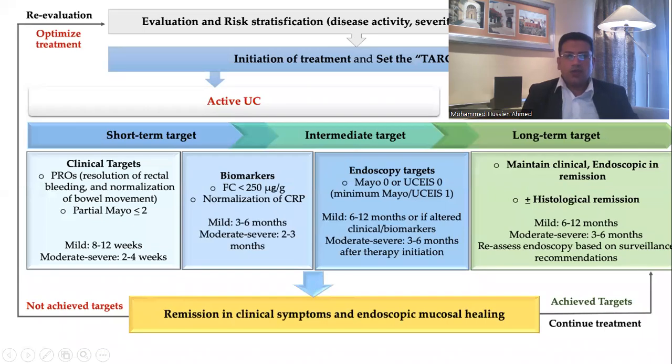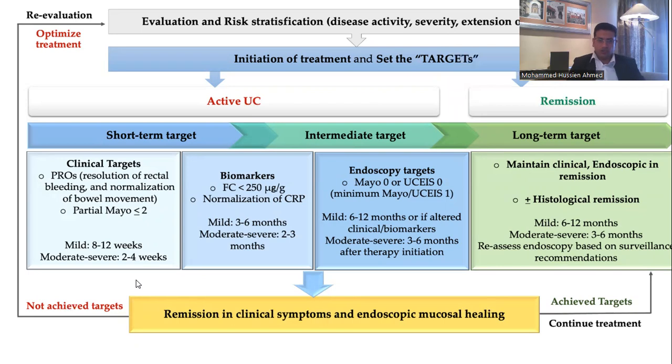We usually measure risk stratification for every patient presenting with ulcerative colitis or even Crohn's disease by measuring different targets. We have to evaluate whether the patient is in active disease or has entered remission. We have different targets, and we stabilize these according to our follow-up. If the patient has active disease, we set short-term and intermediate targets. If the patient enters remission, we set long-term targets.